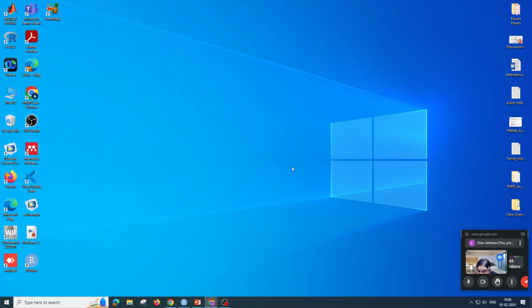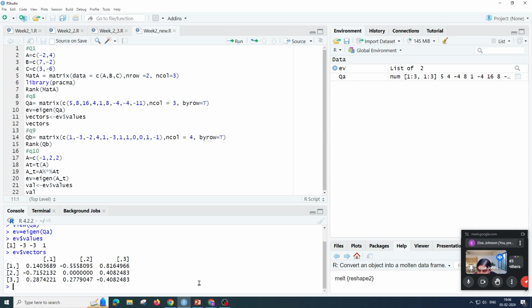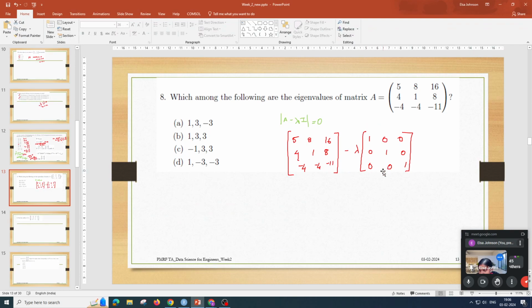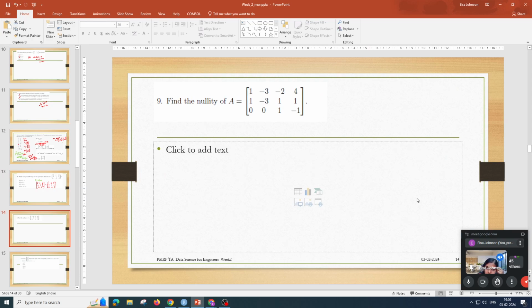Now you won't be given access to RStudio. In the previous courses you had to solve with this one, but only the problems which can be solved without access to RStudio will be given. Here I'm just telling you the options, since RStudio is also there. In the coming weeks, we'll be using RStudio more, but you still need to know how to implement that in RStudio. That is required. Okay, so the 9th question: find the nullity of A.